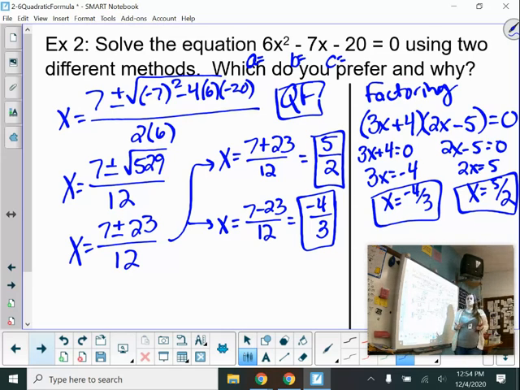So that's going to wrap up our part 1 video. Again, make sure you watch the part 2 video as well so you can see further how we can actually predict what kind of solutions are going to happen without actually fully going through and doing the quadratic formula.